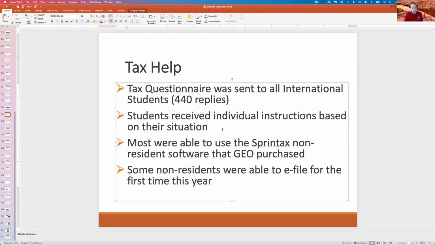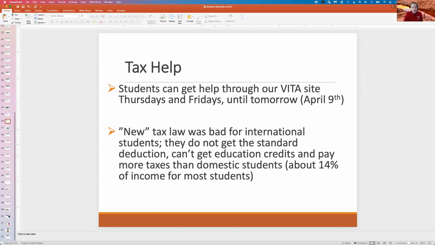When they answered the survey, we then sent them a reply with individual instructions based on their tax situation. Most of those students who had income were able to use the Sprintax non-resident software that we buy. This is part of a $125 student fee that we haven't raised in 15 years, and that's a one-time per program fee. Part of what we do with that fee is purchase this tax software. For the first time this year, the IRS made e-file available. They just did it about a week and a half ago. So some non-residents are able to e-file for the first time this year, which is a good thing for them.